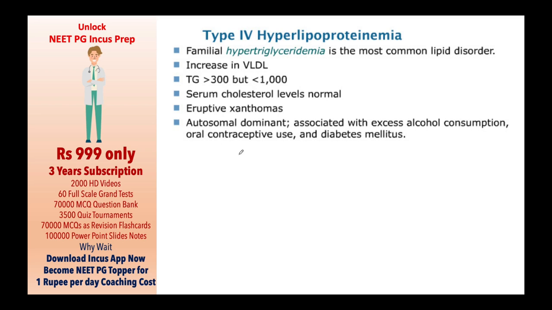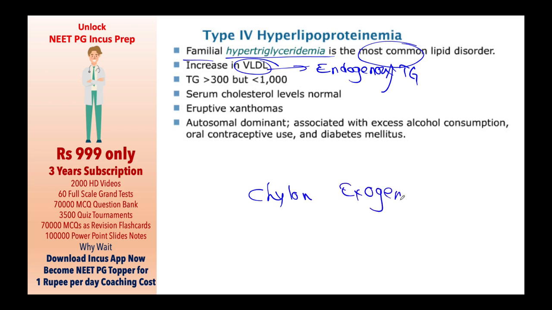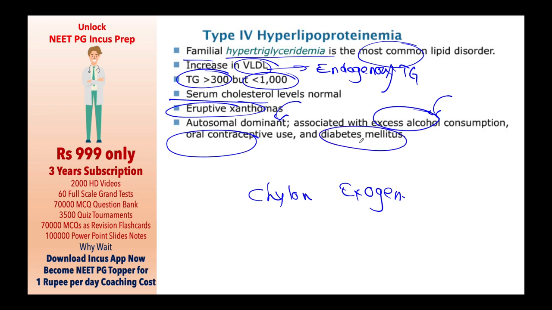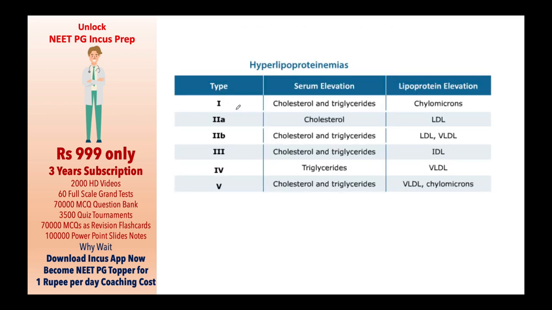Then finally comes type 4 hyperlipoproteinemia. In tomorrow's NEET PG exam, the most common dyslipidemia is familial hypertriglyceridemia. In this, there is an increased VLDL. As I told you, VLDL is mainly important for handling the endogenous triglyceride, whereas chylomicrons are important for exogenous triglyceride. Now, in type 4 hyperlipoproteinemia, triglyceride is more than 300 but less than 1000. Serum cholesterol levels are normal. Eruptive xanthomas will be there. It is autosomal dominant. It can even be associated with excess alcohol consumption, OCPs, diabetes mellitus. Anything can lead to the development of type 4 hyperlipoproteinemia, is what you need to remember.